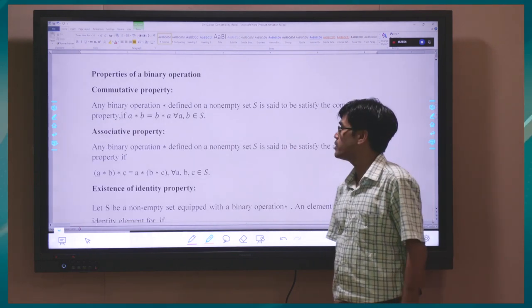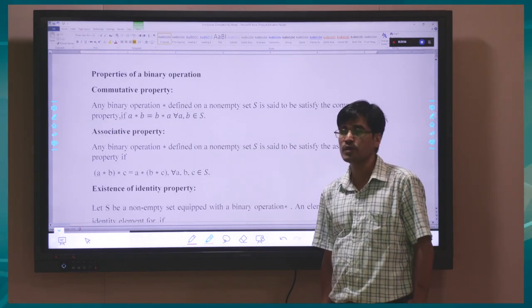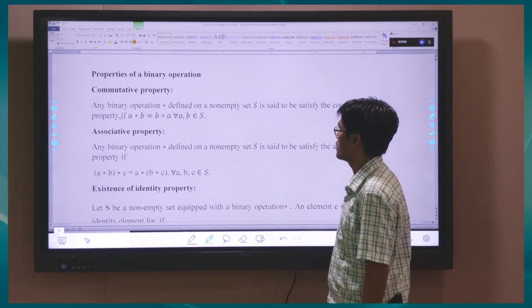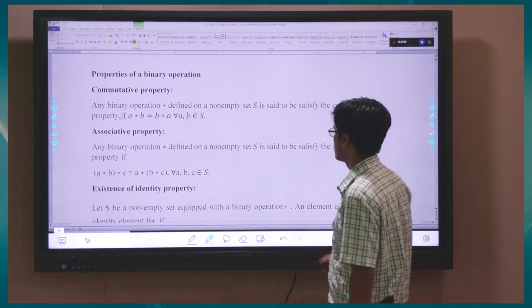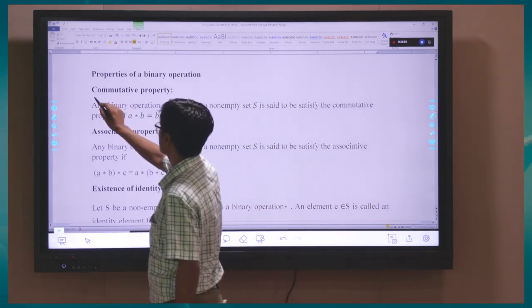So now we discuss various properties of a binary operation. The first property is the commutative property.